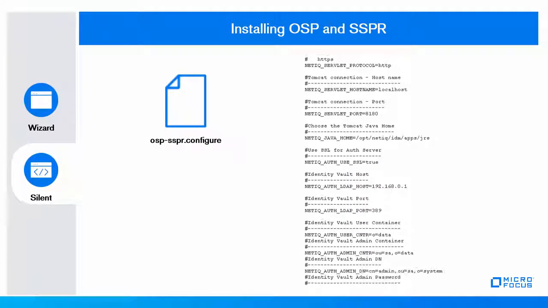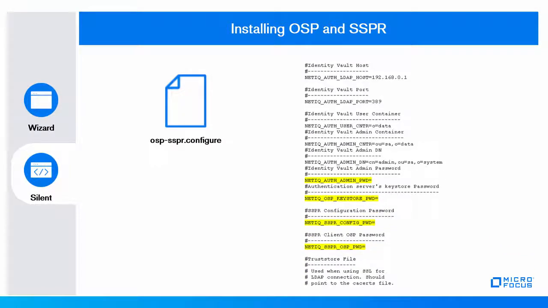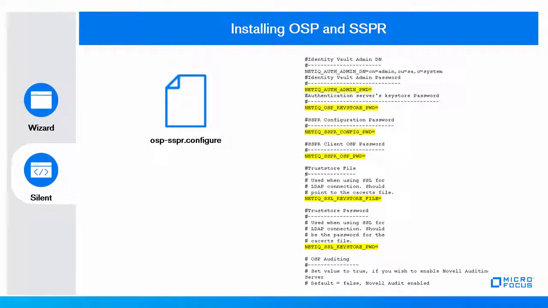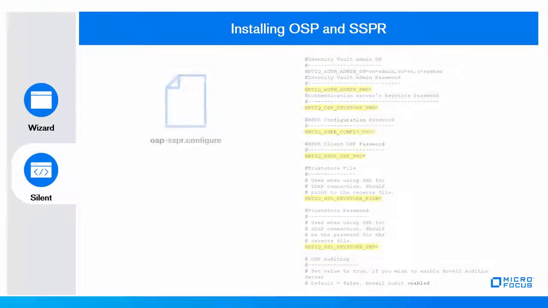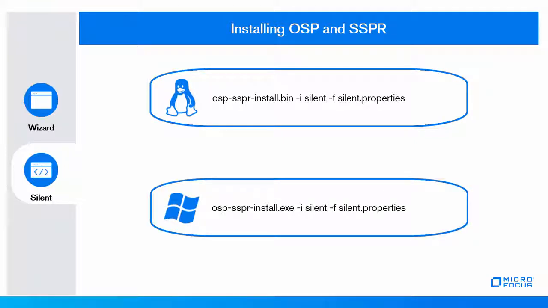Specify the values for NetIQ auth admin password, NetIQ OSP key store password, NetIQ SSPR config password, and the NetIQ SSPR OSP password. Also mention NetIQ SSL key store file and SSL key store password. If you are installing on a Linux machine, use this command. For Windows installation, use this command.